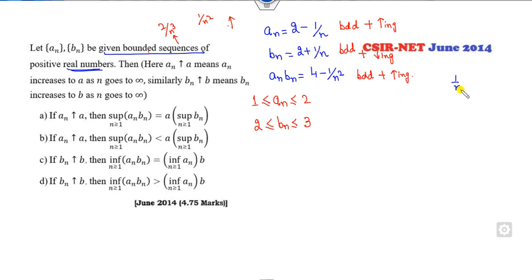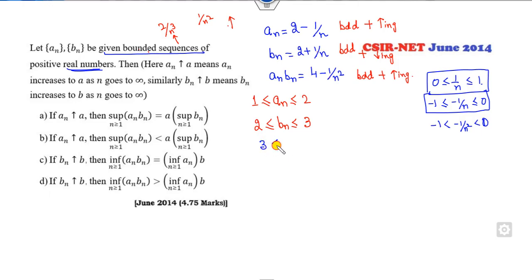You all know 1 over n lies between 0 and 1. Fine, then if you add 2, it's 2 and 3, and minus 1 over n lies between minus 1 and 0. So if I add 2, it's 1 and 2. What is 1 over n square? So minus 1 over n square again lies between minus 1 and 0. If I add 4, it is 3, so an bn is less than 4.